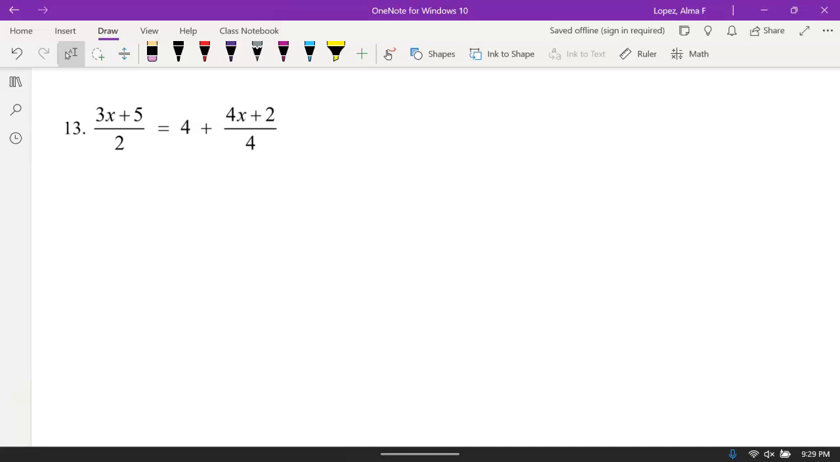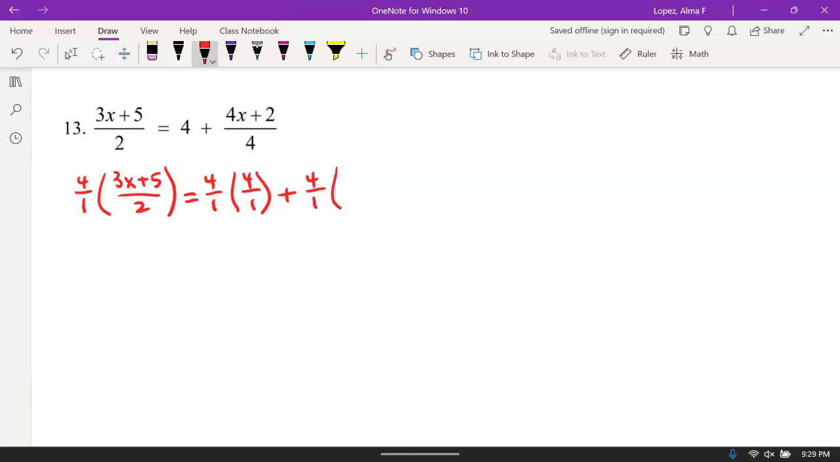The common denominator here is definitely 4. 2 divides into 4. So I'm going to multiply every single piece by the least common denominator 4. When I multiply it onto the first term, it's going to look like this. And again, pause the video anytime you need time so you can write this out, because I just jump right into it, don't I?